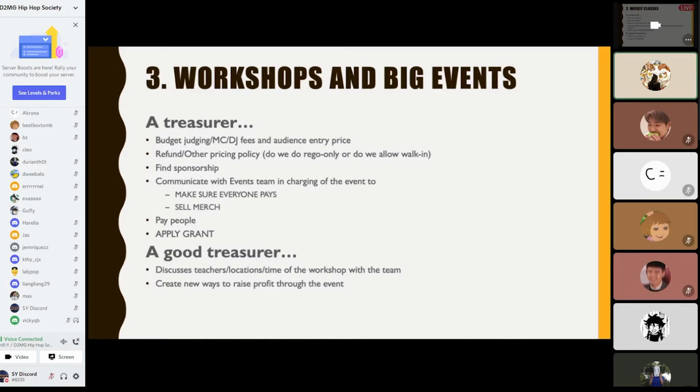And also, you can create different ways to raise profit for the event. Other than selling D2 merch, you can have partnerships with different startups within the community, like different dancers who have their own businesses, and then you can ally with them to see if that's an avenue for us to make profits.